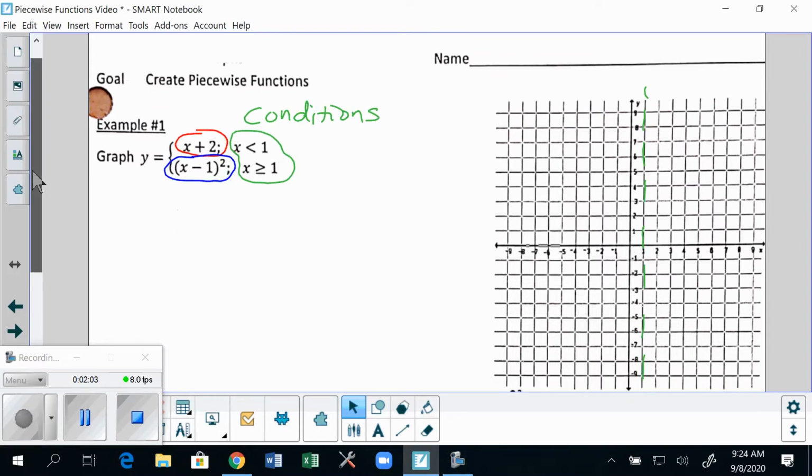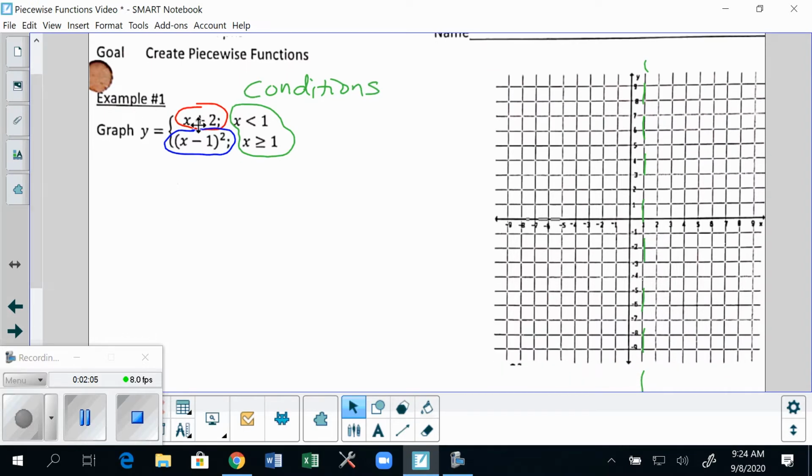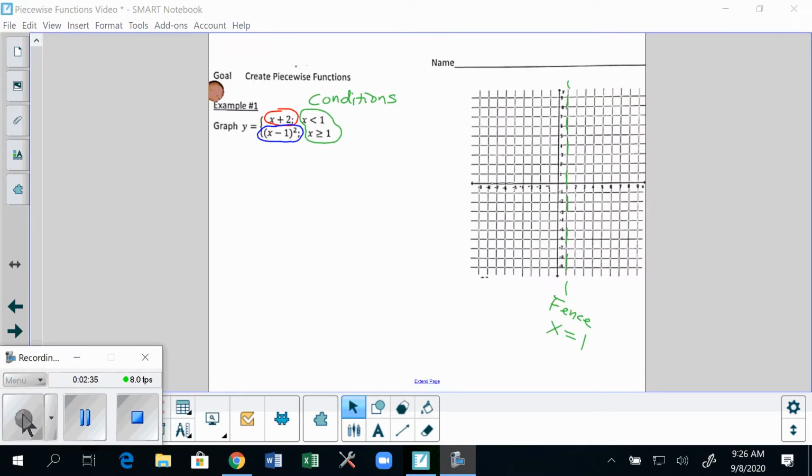Now, to make this description a little bit easier, I'm going to call the top row the red row, or the red rules, x plus 2. And I'm going to call this bottom row the blue row, x minus 1 squared. But then over here, to the right of these semicolons, I'm going to highlight these in green. These are called the conditions of each row. We're going to follow the red rules anytime x is less than 1, and we're going to follow the blue rules, or the blue equation, anytime x is greater than or equal to 1.